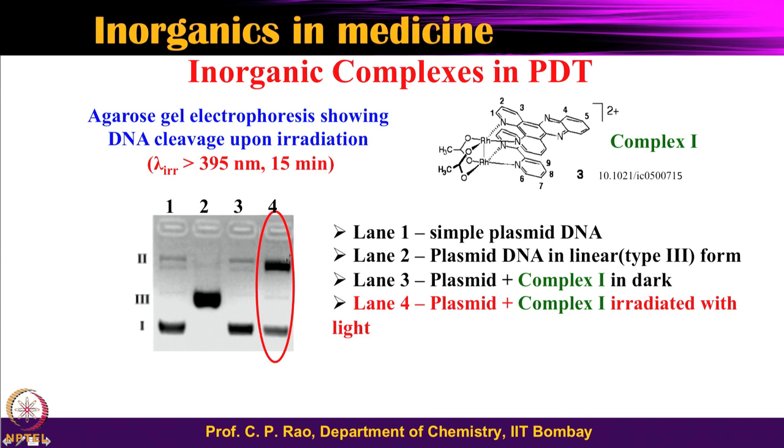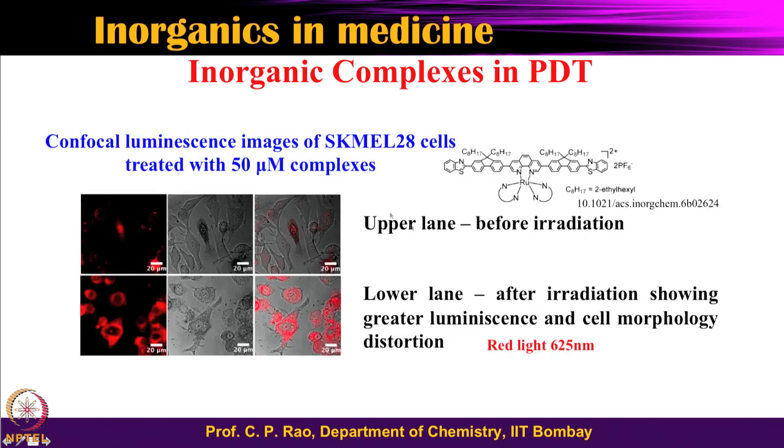Now, when you do it in the light, half of it is converted to that. So, this is irradiated, which means this compound, upon activating with the appropriate light, in this case 395 nanometer, will cleave the DNA even in vitro. This kind of picture is referred to as electrophoresis, and let us look at the next slide.